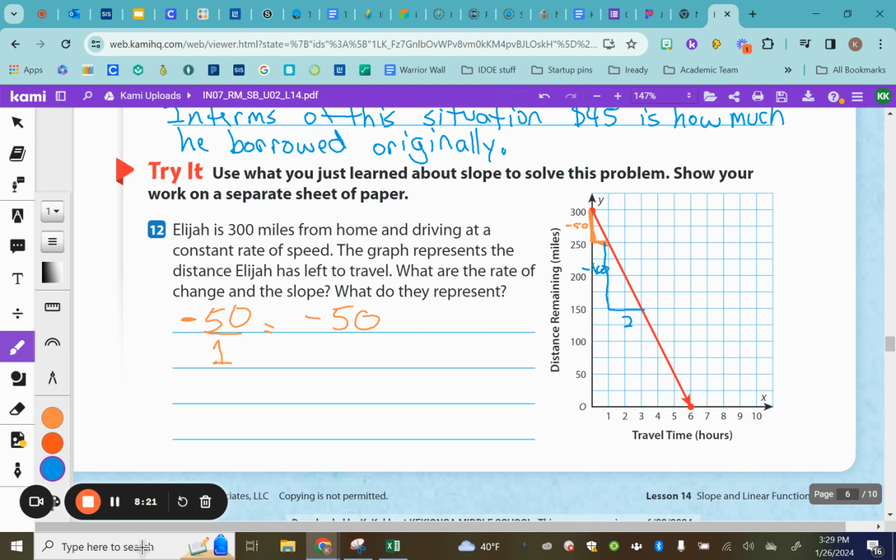That represents he's 50 miles less from home each hour. So every hour he gets 50 miles closer to his house. So every hour the distance away from his house goes down. All right, now we're ready to practice.